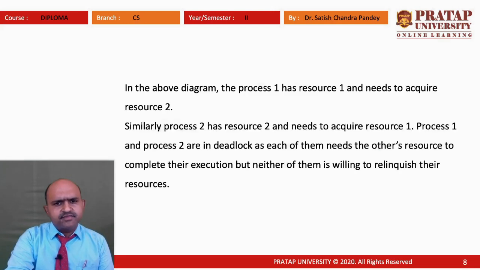In that figure, process 1 has resource 1 and needs to acquire resource 2. Similarly, process 2 has resource 2 and needs to acquire resource 1. Process 1 and process 2 are in deadlock as each of them needs the other's resource to complete their execution, but neither of them is willing to relinquish their resource.